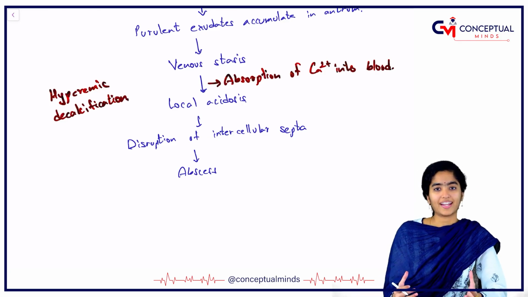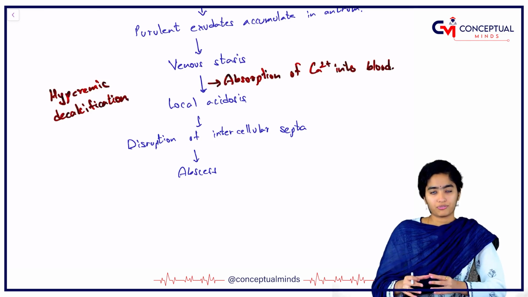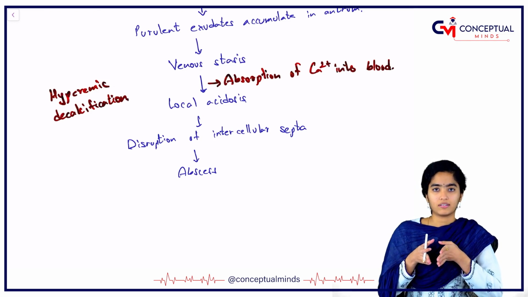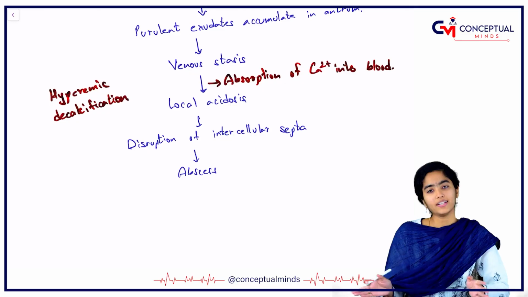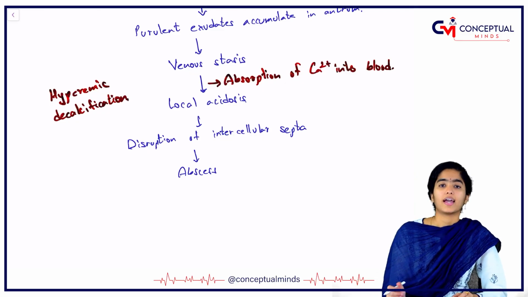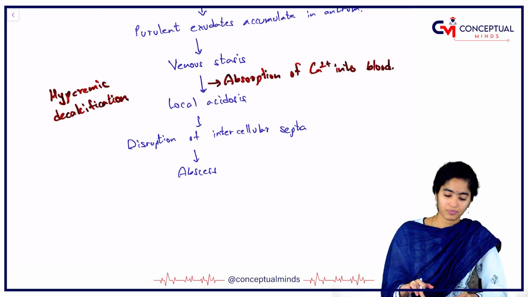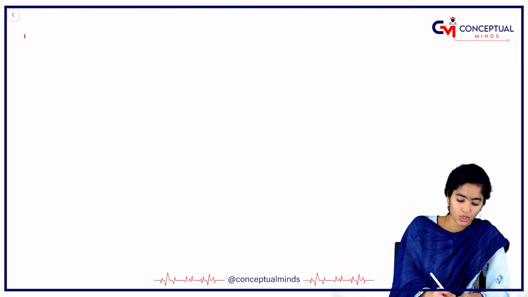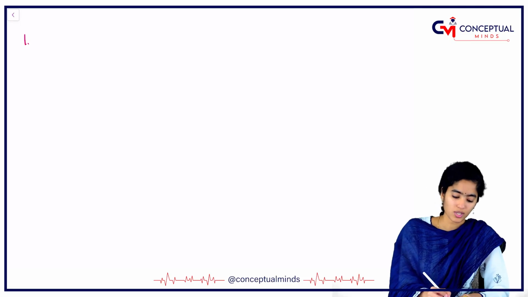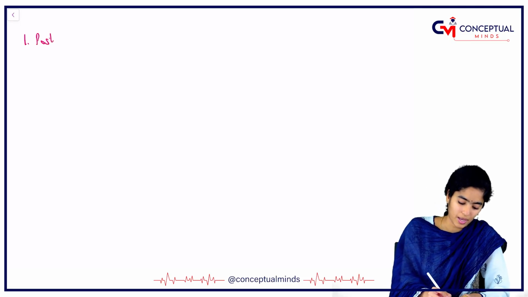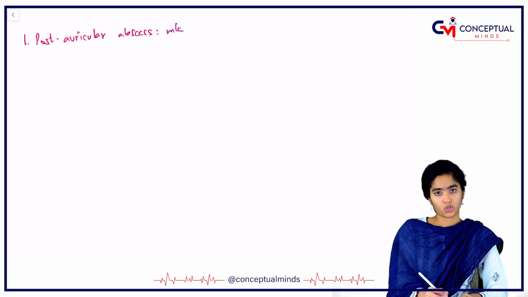Then what happens? Even then it doesn't end. All this pus will further accumulate and then it will try to break open outside, leading to the formation of abscess. And there are various types of abscesses that are possible. Let us look into some of them one by one. First comes your post-auricular abscess, because this is the most commonly seen abscess.